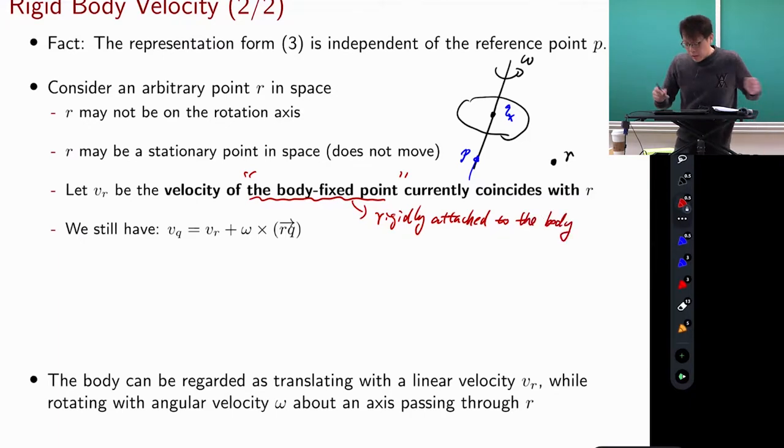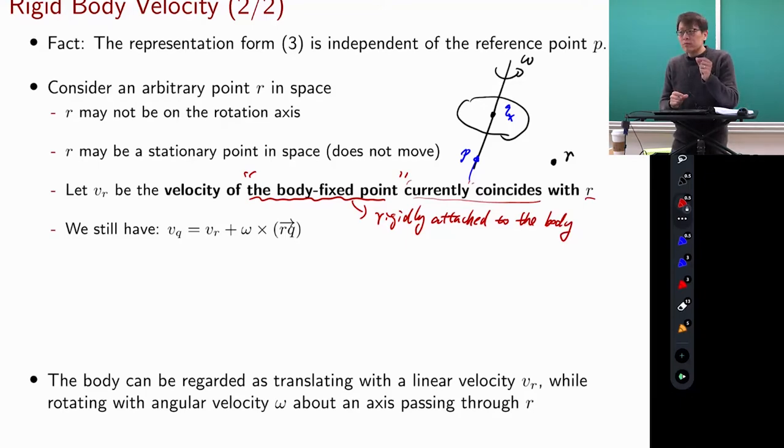Think about there is a point, virtual point, okay? The point is virtually or rigidly attached to the body, so it moves with the body. Although it's not on the body, think about there is a point, somehow you have a frame or rod that connects them, and it rotates or moves the same way as the body. And that virtual point, the key is that this point currently, only currently, coincides with R.